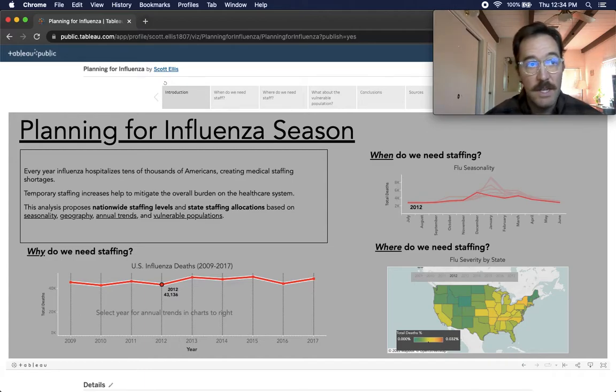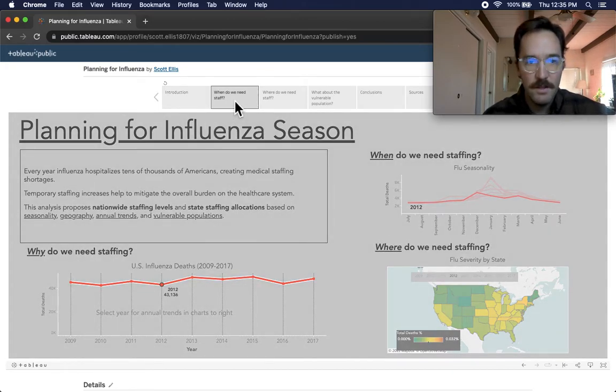The rest of this presentation will cover each aspect of this challenge in detail, from the timing, the geographic distribution, to vulnerable populations, and finally to predicting staffing levels and allocations, all in order to mitigate the risk of the flu and ultimately to save lives. Starting off with, when do we need staff?